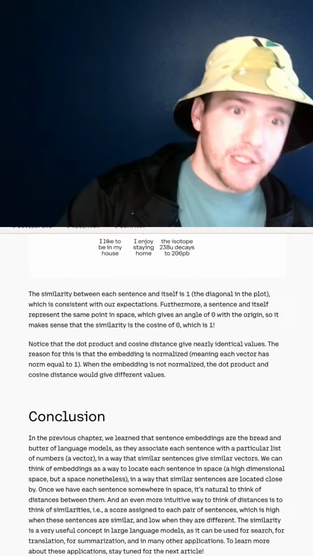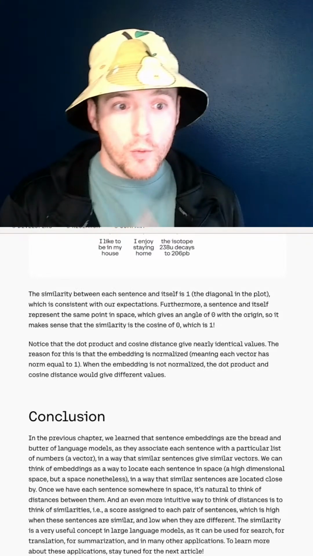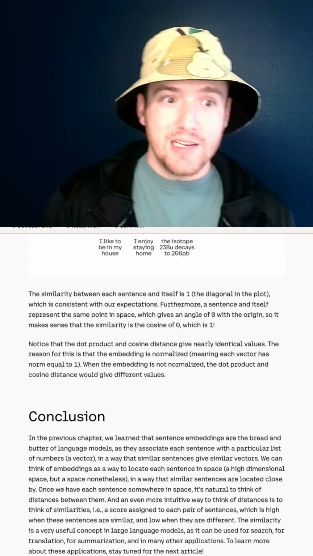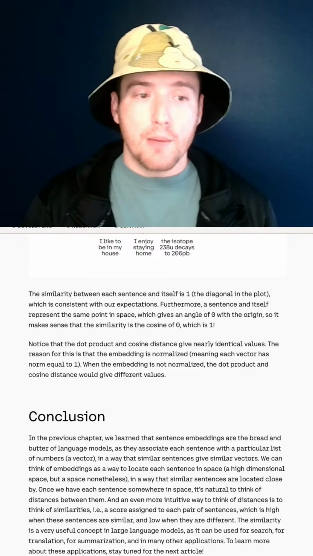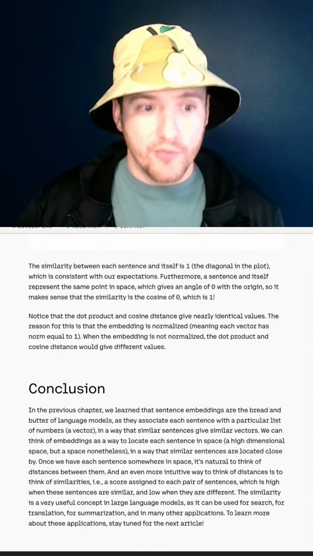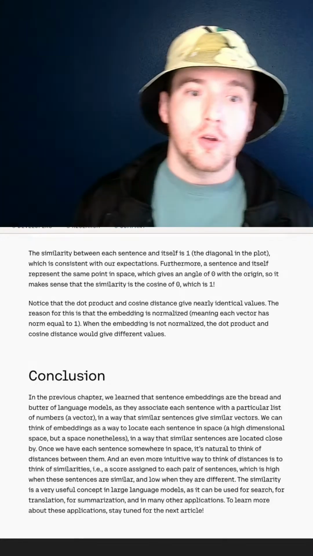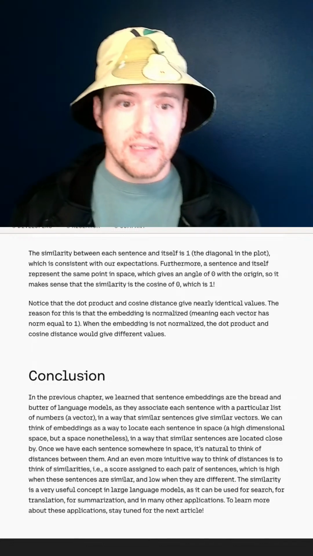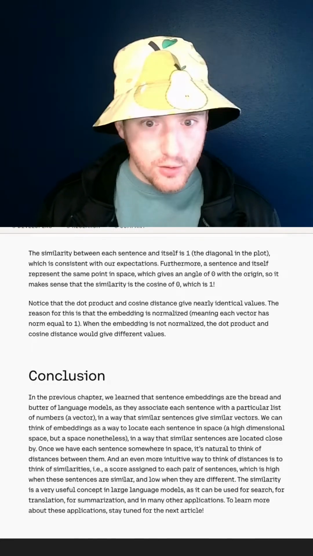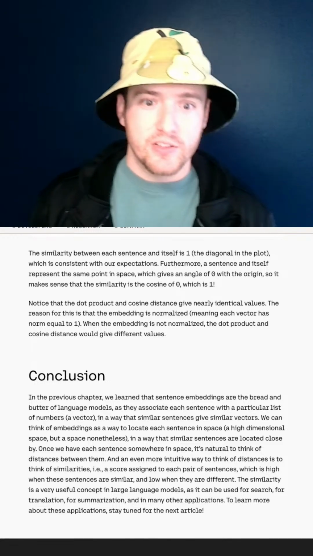Notice that the dot product and the cosine distance give nearly identical values, although not exact. The reason for this is that the embedding is normalized, meaning each vector has norm equal to 1. When the embedding is not normalized, the dot product and cosine distance would give different values. Conclusion. In the previous chapter, we learned that sentence embeddings are the bread and butter of language models, as they associate each sentence with a particular list of numbers, a vector, in a way that similar sentences give similar vectors.